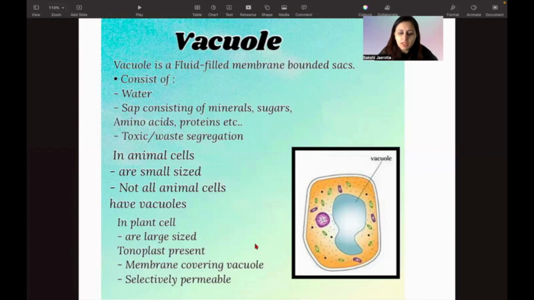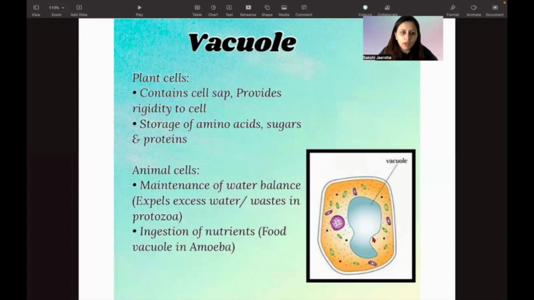So the tonoplast is present. Tonoplast is a membrane around the vacuole. The membrane covering the vacuole is selectively permeable. What do we mean by selectively permeable? It means it doesn't allow everything to go inside. Only some things are allowed to pass through it, not everything. So that way it is very choosy. It is very selective, checking the material going in and out of this vacuole, right?